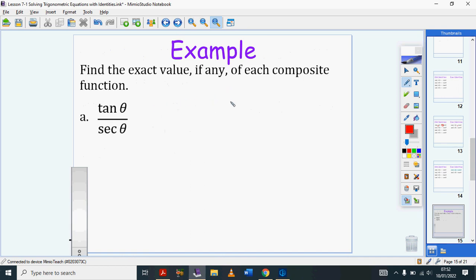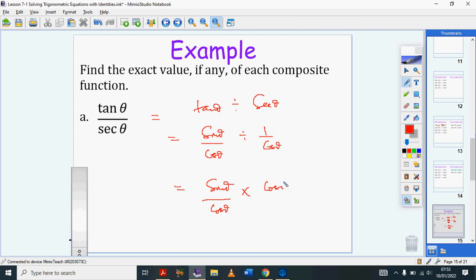Examples: find the exact value, if any, of each of these composite functions. Tan theta divided by secant theta. I'm just going to break this down into its constituents. Tan is the same as sine over cosine, and secant is the same as 1 over cosine. So if you do KFC, or the simplifying here, sine theta over cosine theta becomes times cosine theta over 1, and that cancels and you just end up with sine theta. So we're going to be doing this a lot, breaking down expressions like this and simplifying them.